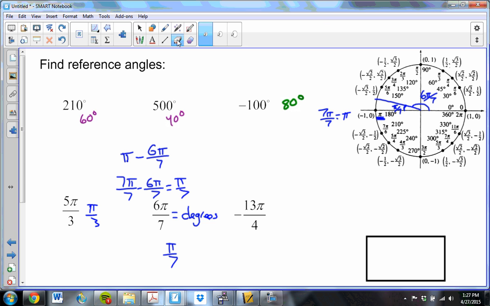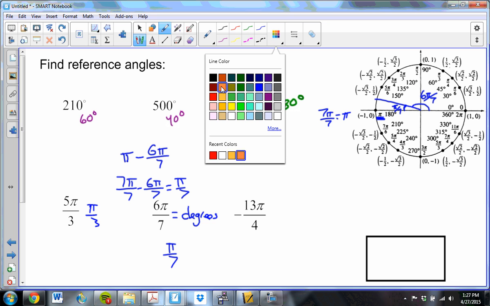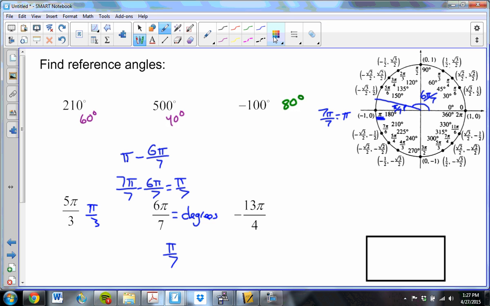Negative 13 pi over 4. Well, sometimes just knowing where that is can be challenging. So I'm going to count by pi over 4s for a while. Here's a negative 1 pi over 4, negative 2 pi over 4, 3 pi over 4, 4 pi over 4, 5 pi over 4, 6, 7, 8, 9, 10, 11, 12, 13. There's a negative 13 pi over 4. Well, negative 13 pi over 4 is the same as 3 pi over 4, and 3 pi over 4 here means that this leftover part right here is pi over 4. It corresponds to an angle of pi over 4 radians.